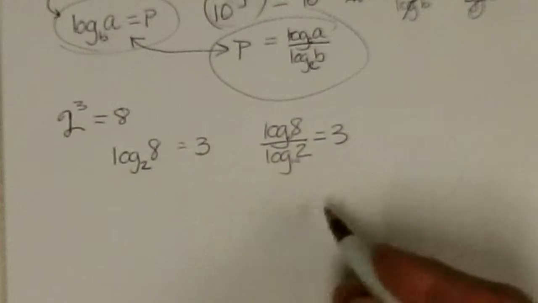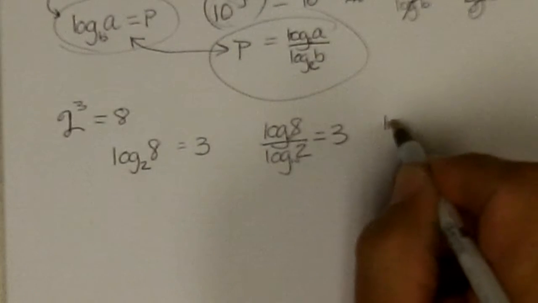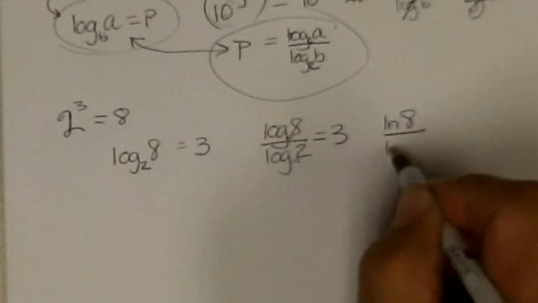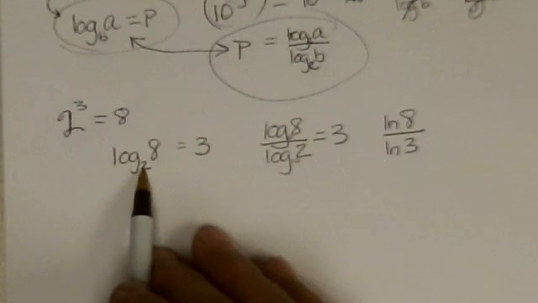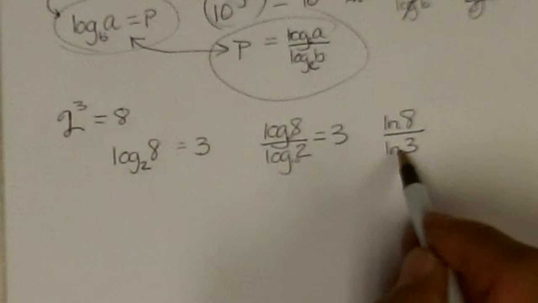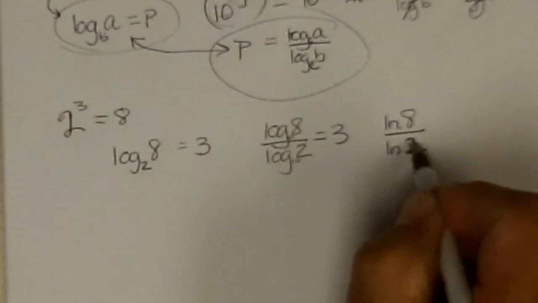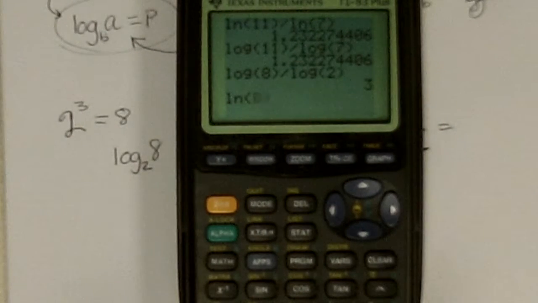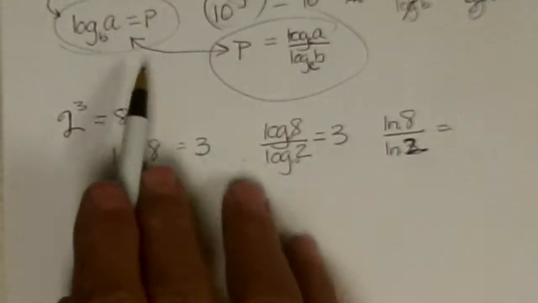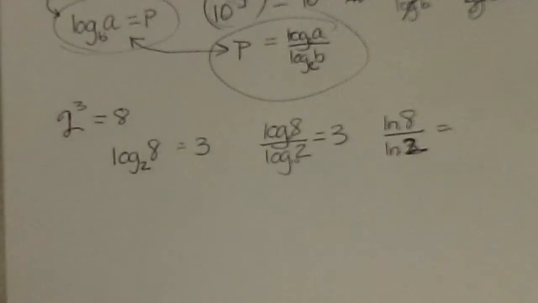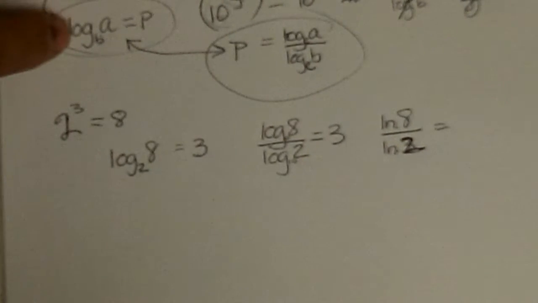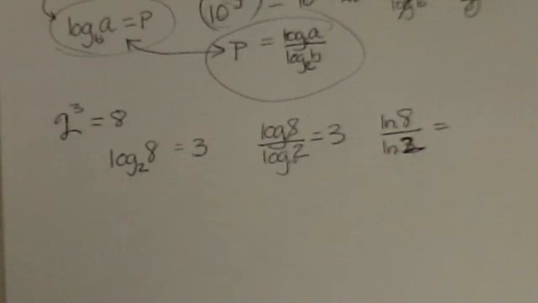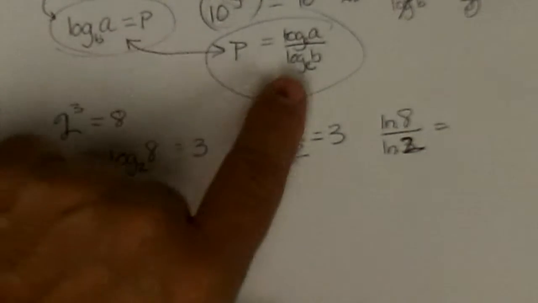But I could do this into any base. I could do it in base e, ln 8 divided by ln 3. So I'm changing the base from 2 to e, by 2. And I should get 3 also. So let's try that. ln 8 divided by ln 2. And that's also 3. So I've just applied the change of base rule to do this. So we have power to log, log to power equation. And then we have the change of base rule.